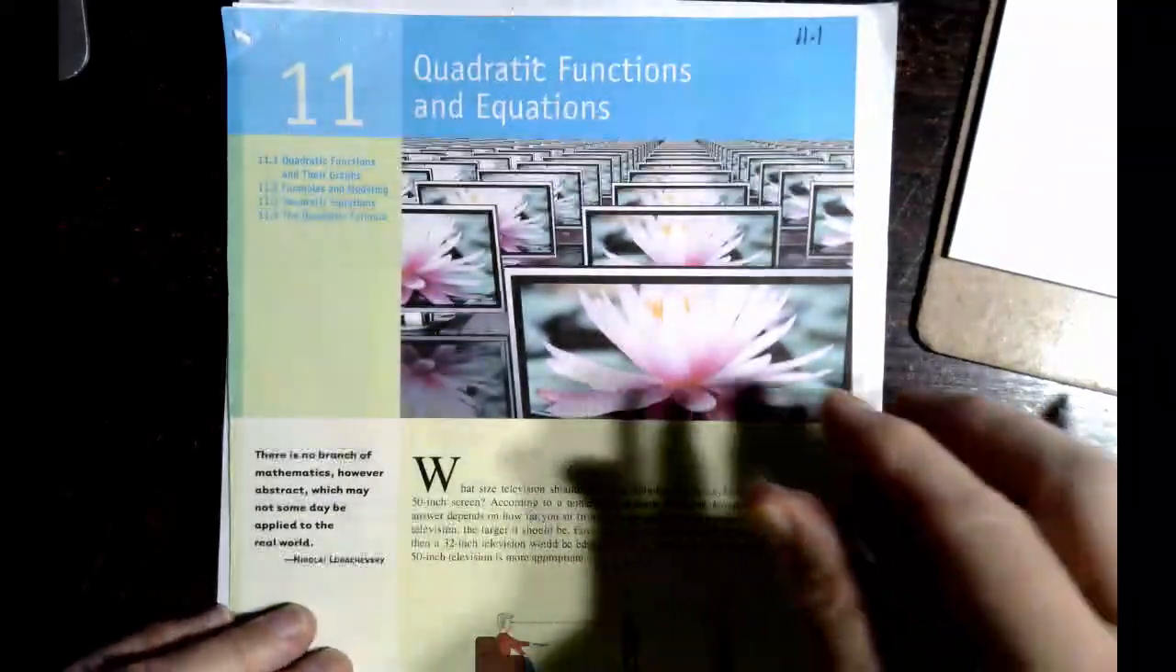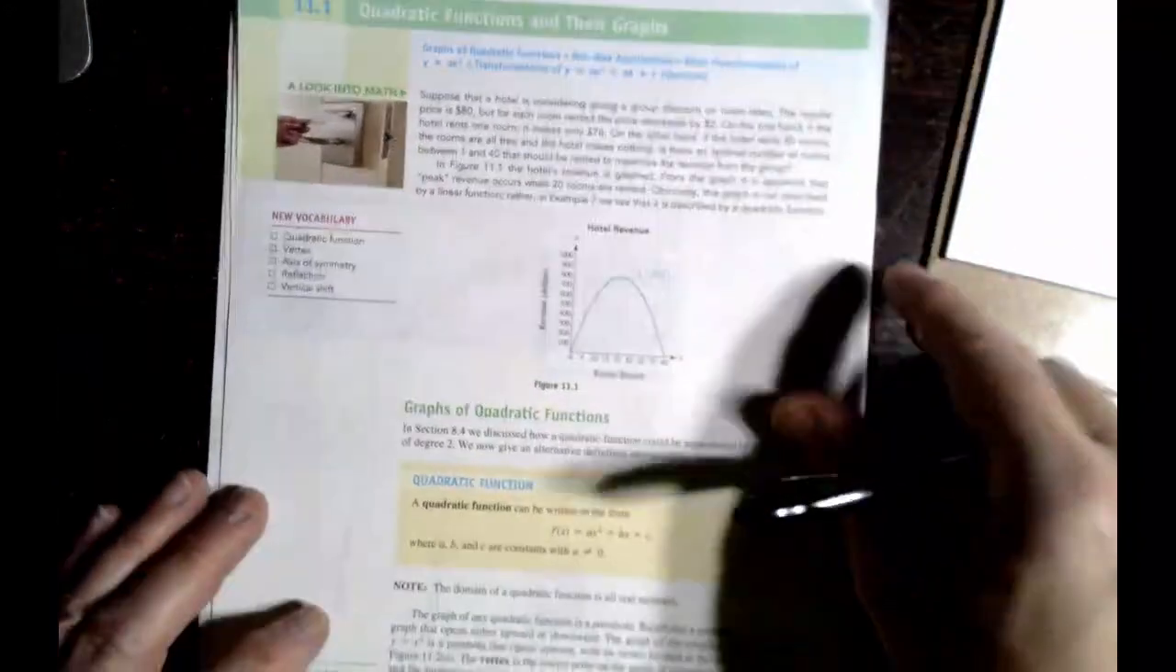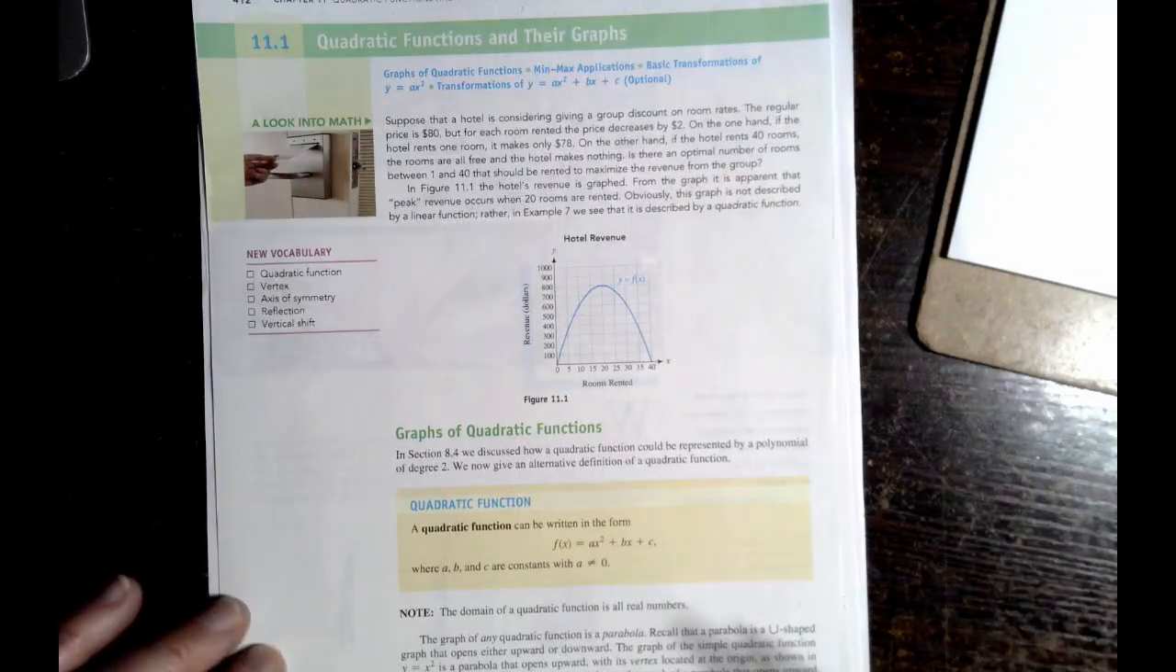Alright, section 11.1 talks about the quadratic function. Now we've already seen the quadratic function in 11.4. It's of the form ax squared plus bx plus c, where you've got a, b, and your c. Okay? And a quadratic function has, if you look at the graph, a couple of key points.